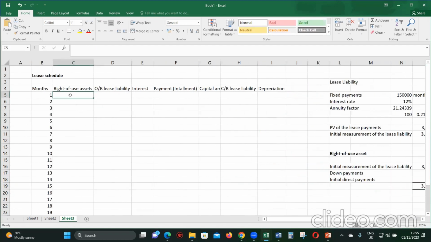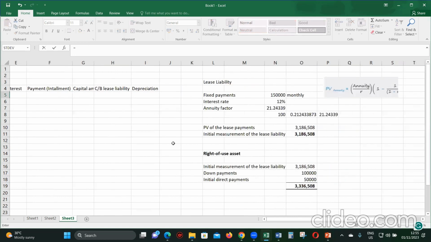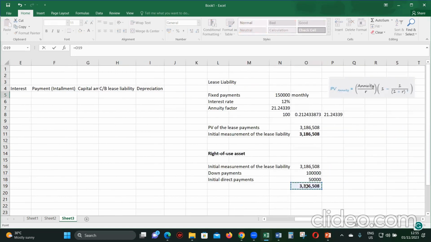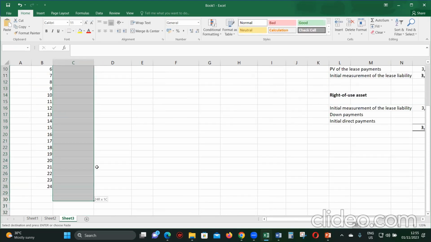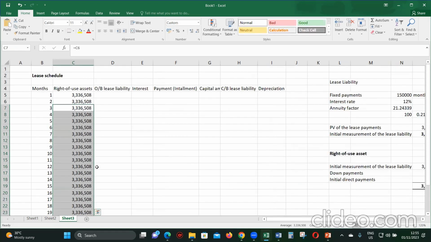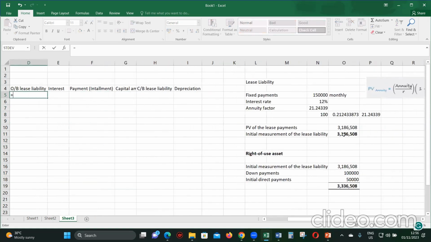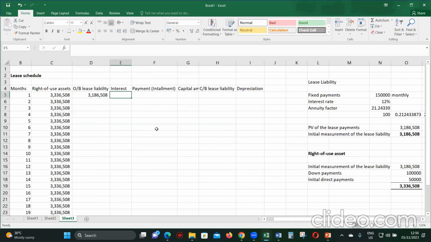Shall we now put these things into the lease schedule? I'm putting the right of use asset. As I explained earlier, there are no changes happening to the right of use asset. So you can copy this. Same value will be there. Opening balance of the lease liability, how much? Here, 3.186.